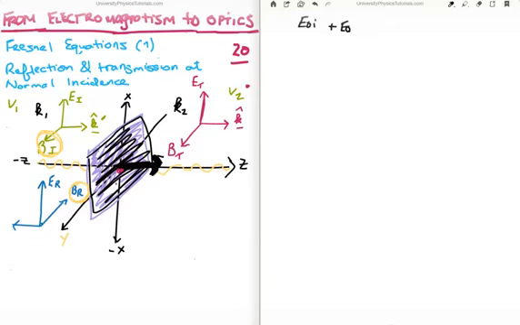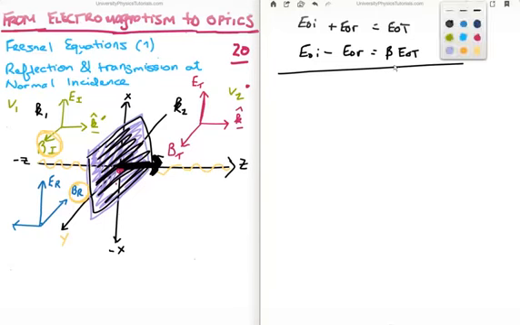So let's just write those boundary conditions one more time, have them together. So we have E0I plus E0R is equal to E0T, and E0I minus E0R is equal to beta E0T, like so. So these equations are easily solved for the outgoing amplitudes. So I'm just going to change my color, and let's go ahead and solve the outgoing amplitudes.